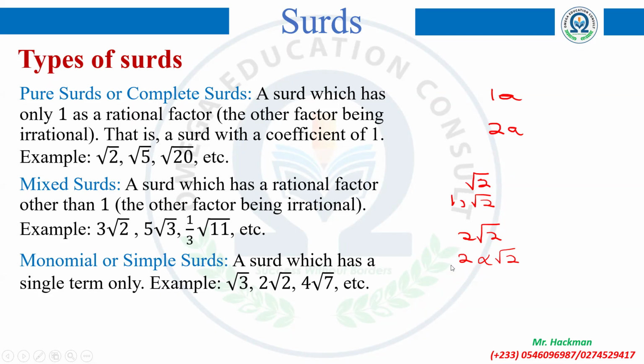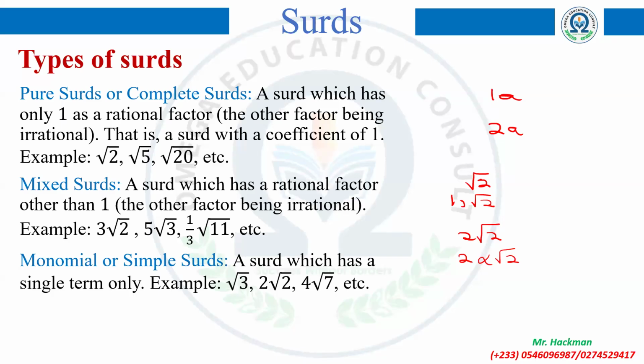So once your rational number ceases to be 1, then whatever set you have there ceases to be called a pure set or a complete set. Because for a complete set, the coefficient, which is what is multiplying the set, must be 1. So simply put, a set with a coefficient of 1 is what we call a pure set. So if you have any set whose coefficient is not 1, then it ceases to be a pure or a complete set. So if it's not a pure set, then what is it?